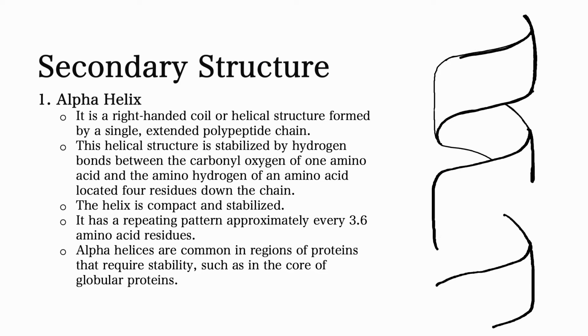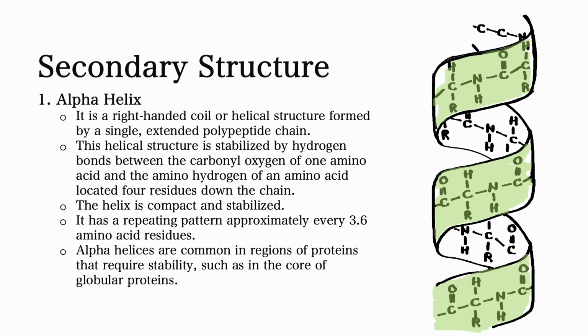Let's look at each. Alpha helices are right-handed coils or helical structures formed by a single extended polypeptide chain. This helical structure is stabilized by hydrogen bonds between the carbonyl oxygen of one amino acid and the amino hydrogen of an amino acid located 4 amino acid residues down the chain. The helix is compact and stabilized. Alpha helices are common in regions of proteins that require stability, such as in the core of a globular protein.